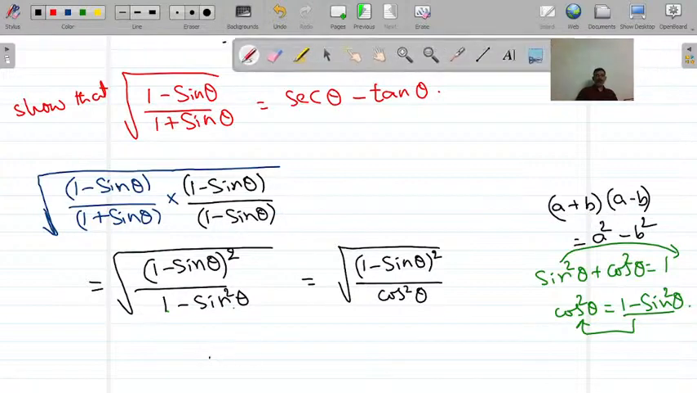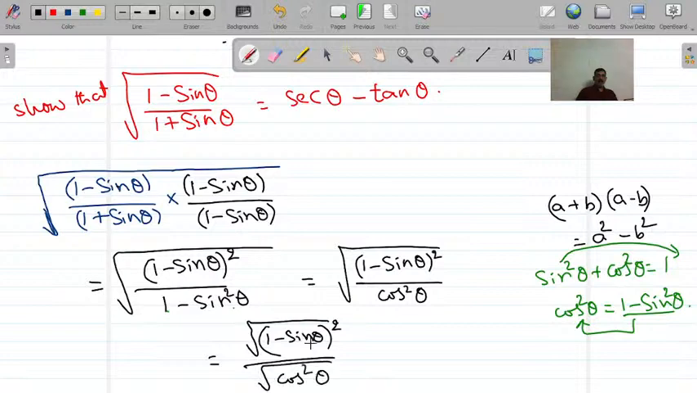Now I can write it like root of (1 minus sine theta) whole square by root of cos square theta. Now you observe, this is not the square of only one term, it is for the whole term. So I can cancel this square and square root, and here also square and square root. So I get (1 minus sine theta) by cos theta.